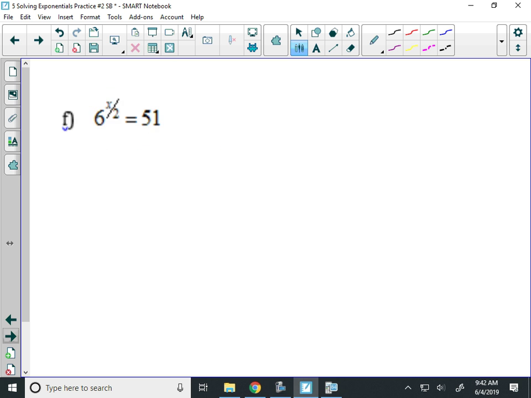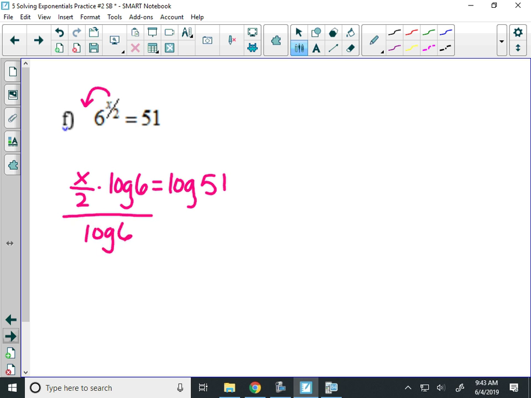F, 6 to the x over 2 power. We're still taking the log of both sides. So this exponent is still going to pop in front. So x over 2 times the log of 6 equals the log of 51. I can't do anything with the x over 2 yet, but I am going to divide by log of 6. Always divide by the log first. Then you can deal with the 2.